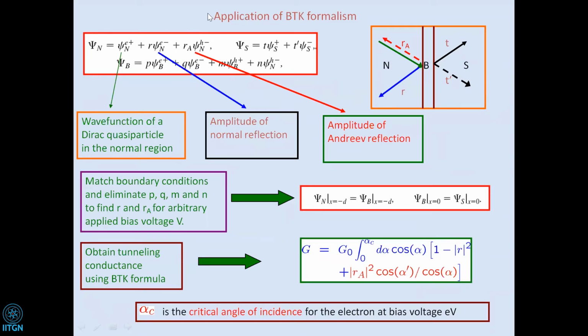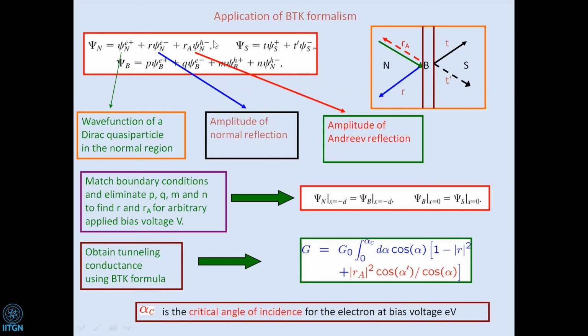Okay. In the superconducting region, there may be right and left moving quasi-particles, and the wave functions of those are psi s plus and psi s minus. And in between, you could have right and left moving quasi-particles, which might be electrons or holes. So there may be right moving electrons or right moving holes with amplitudes P and M, and left moving electrons and left moving holes with amplitudes Q and N.